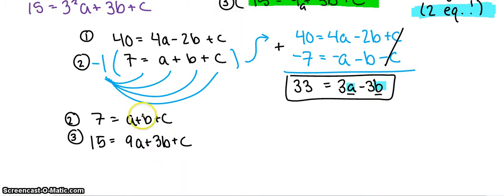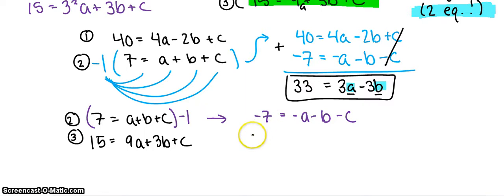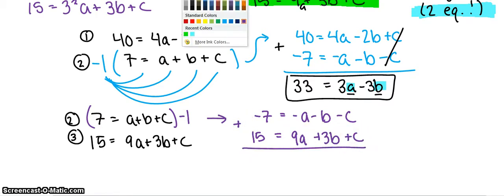So in order to eliminate something, I want to eliminate c again. Since I eliminated c here, I have an equation in terms of a and b. If I want to solve the system, I need another equation in terms of a and b. In order to eliminate c, I'm going to repeat the process I did before, and I'm going to multiply by negative 1. So I have my same equation, negative 7 equals negative a minus b minus c. And this equation can stay the same because the c's will eliminate just from multiplying the first equation. This is 9a plus 3b plus c. And I'm going to add my equations together.